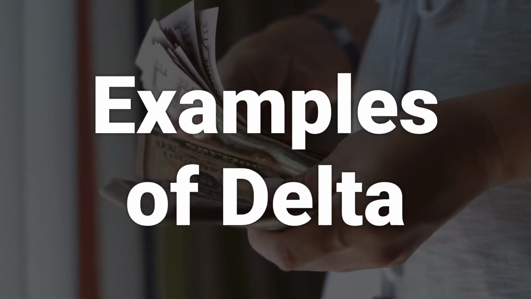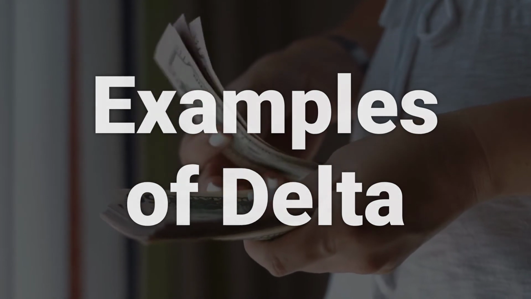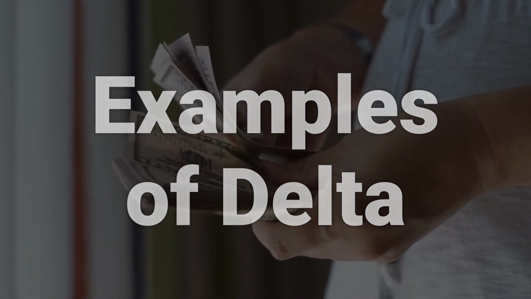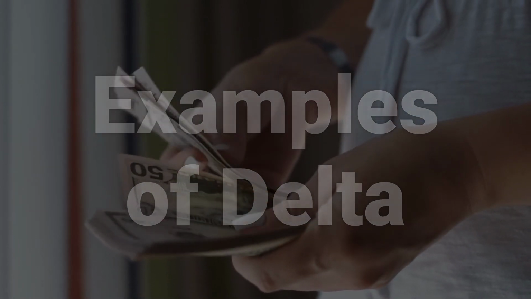Put options work in the opposite way. If the put option on Big Corp shares has a delta of -65 cents, then a $1 increase in Big Corp's share price generates a 65 cents decrease in the price of Big Corp's put options.